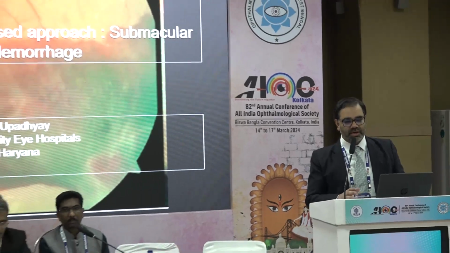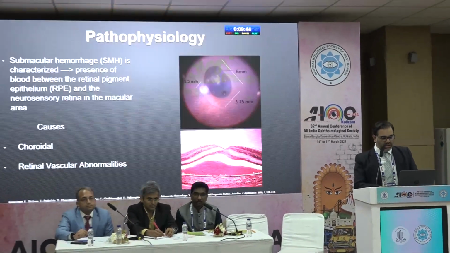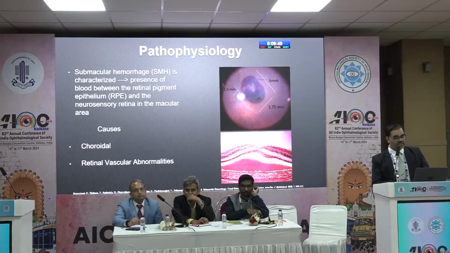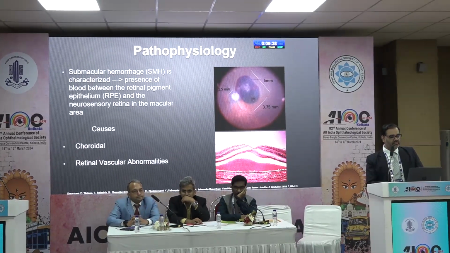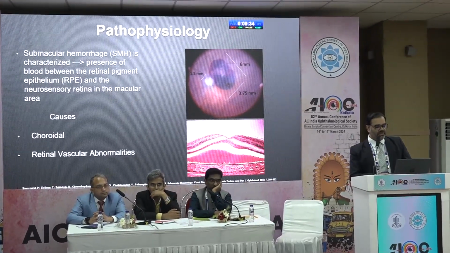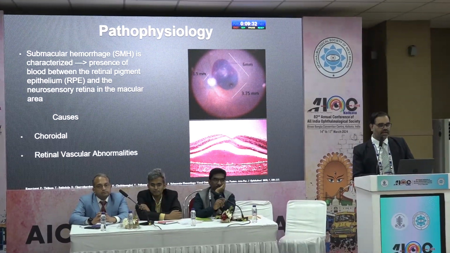So I'll be talking very briefly about how to go about the initial assessment and evidence-based approach as to what we have now and how to go about before actually treating these sort of patients. So basically, when you have a patient with submacular hemorrhage, what is the pathophysiology? We tend to see that there is presence broadly of blood between the RPE and the neurosensory retina.